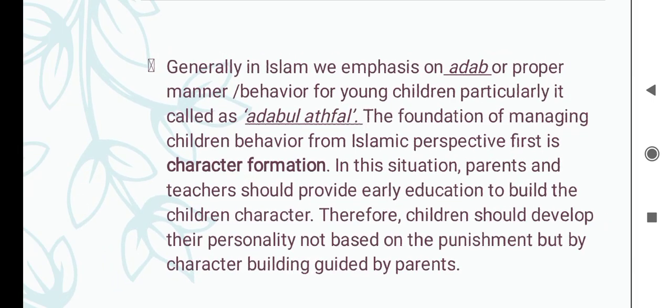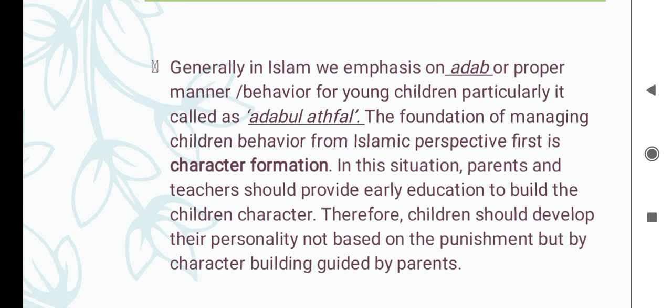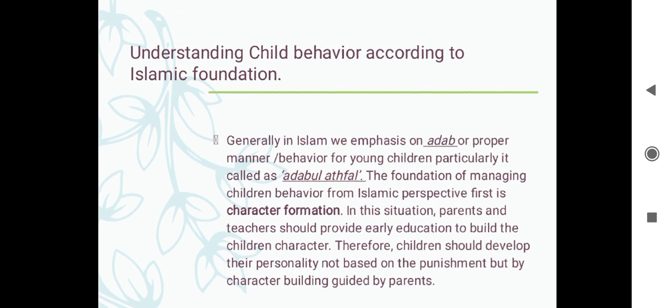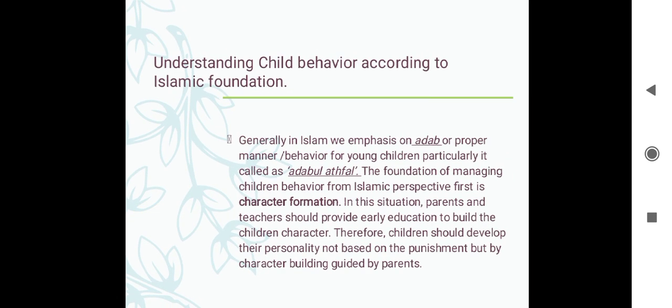later on, if after being guided and taught, they are not following what has been taught with full awareness, then we can impose punishment. But punishment is not the first thing that we apply in order to teach or to correct their behavior. Okay, clear? Okay, good. So adabul atfal refers to the manners of the children.